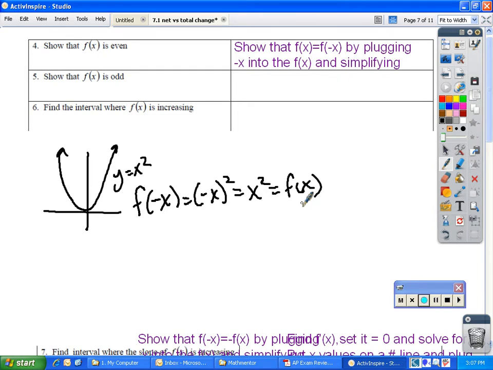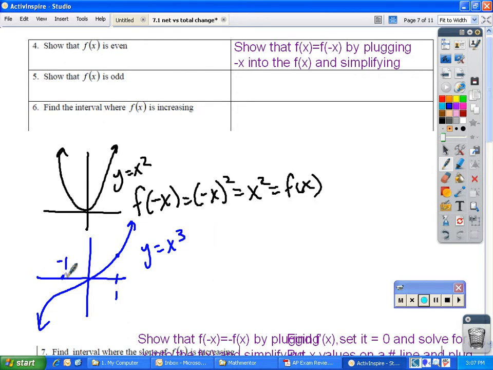All right, showing that a function is odd. A function is odd if it is symmetrical about the origin, like y equals x cubed. And if you remember how to do that, if we plug in a positive number like 1, we should get the complete opposite result if we plug in a number like negative 1.